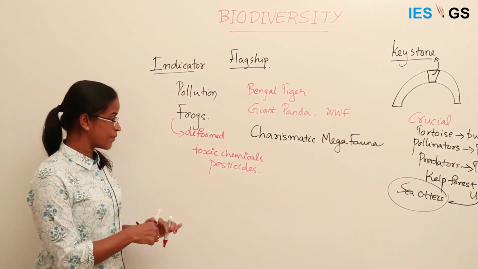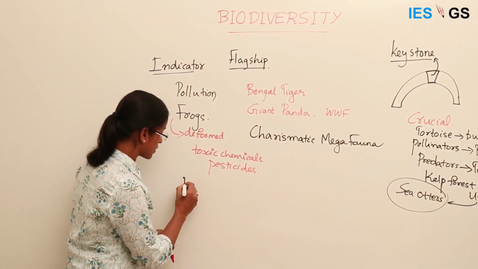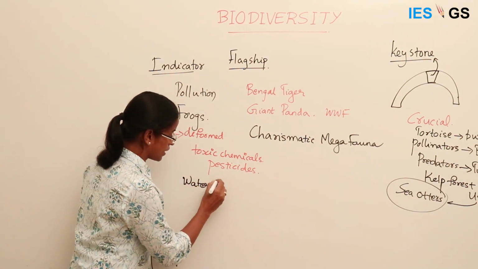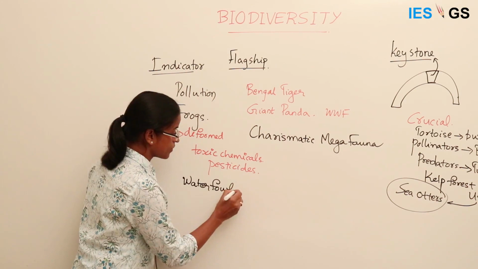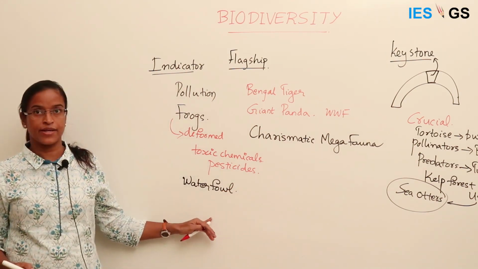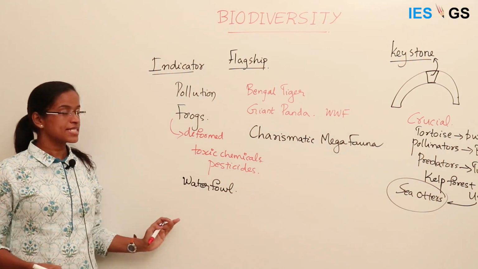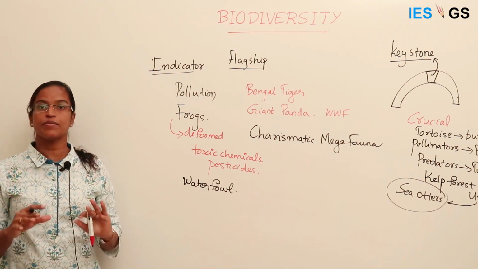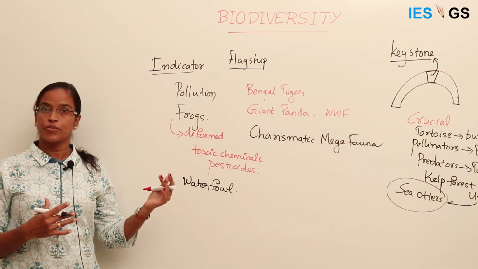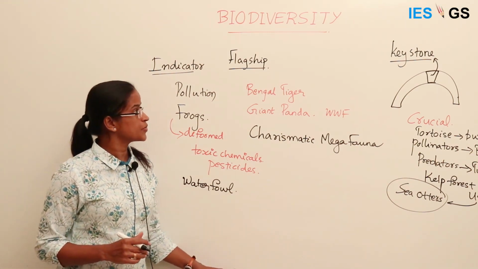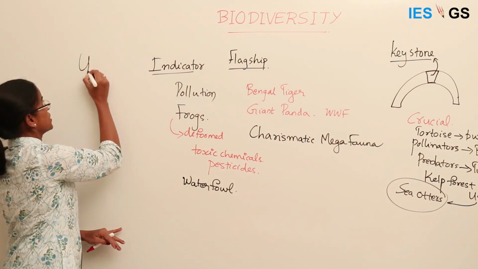For example, if you are able to see waterfowl, a water bird, in a wetland, it means that that wetland is healthy. These are the indicator species, which indicate the overall balance, health, or pollutants in the ecosystem. Now there is another type of species called umbrella species.